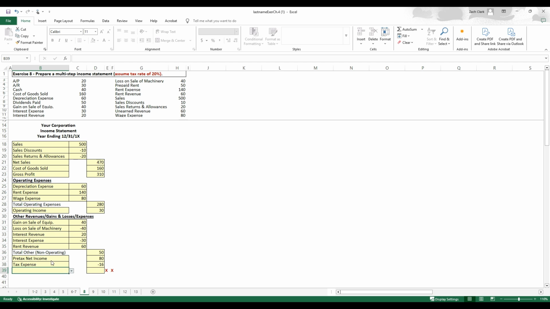And now at the very, very bottom, as we come to the end, we take our pre-tax net income minus our tax expense, which gives us $64 in this version. With my numbers, yours will be a little different, obviously, as you've seen throughout. But that is all the proper categories, etc., that you'll need to input. So, all right, let's move on to the next.